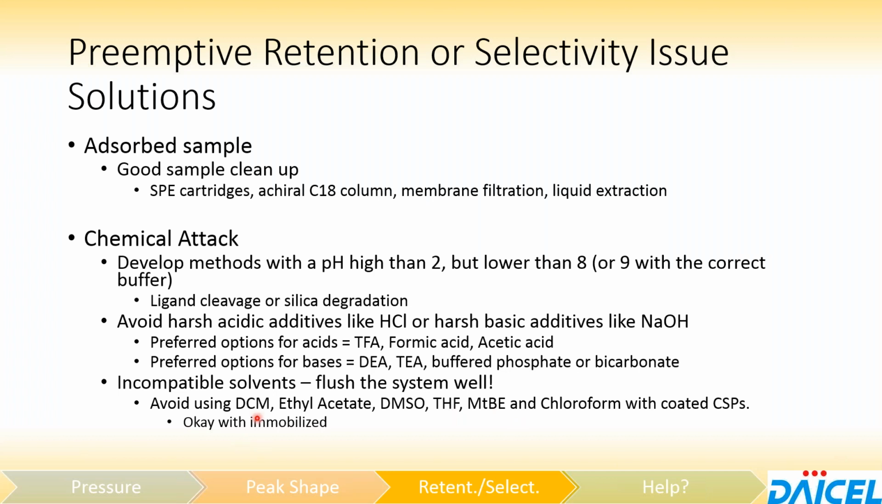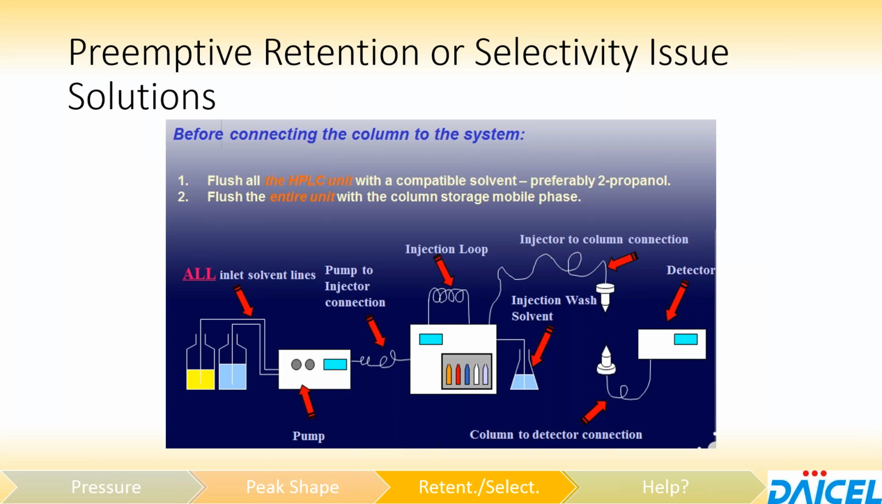They are okay with the immobilized columns, but make sure absolutely that if you're going to use the same system that has these extended range solvents on it and you're going to use a coated phase at some point, that you flush very, very well. So make sure that you flush the HPLC unit with some kind of a compatible solvent as you're switching over. So something like 2-propanol or ethanol, making sure, of course, that your column is completely removed at this point.